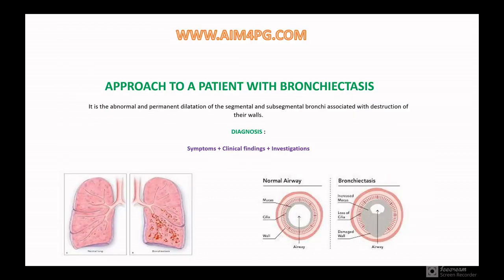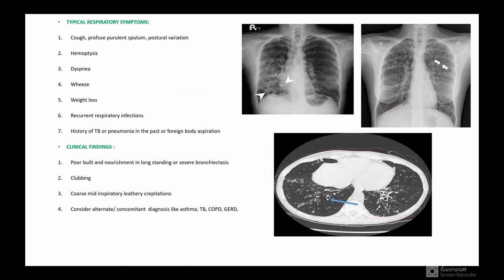So coming to the next, what are the typical respiratory symptoms of bronchiectasis? The patient will have cough, profuse purulent sputum, postural variation, hemoptysis, dyspnea, wheeze, weight loss, and recurrent respiratory infection. The patient might have a history of TB or pneumonia in the past, or a foreign body.